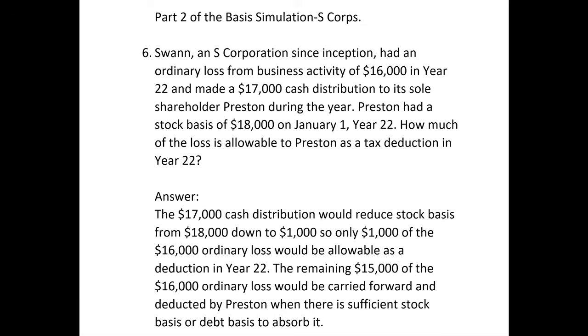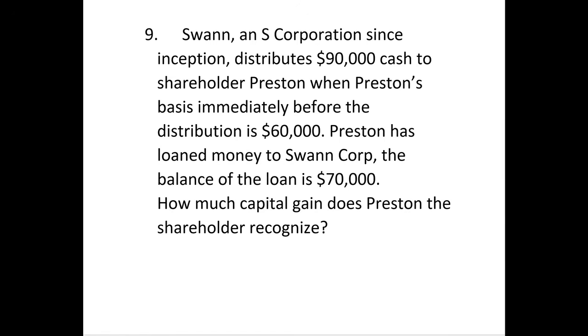and deducted by Preston when there is sufficient stock basis or debt basis to absorb it. Number 9, Swan, an S Corp since inception, distributes $90,000 cash to shareholder Preston when Preston's basis immediately before distribution is $60,000. Preston has loaned money to Swan Corp. The balance of the loan is $70,000. How much capital gain does Preston, the shareholder, recognize?